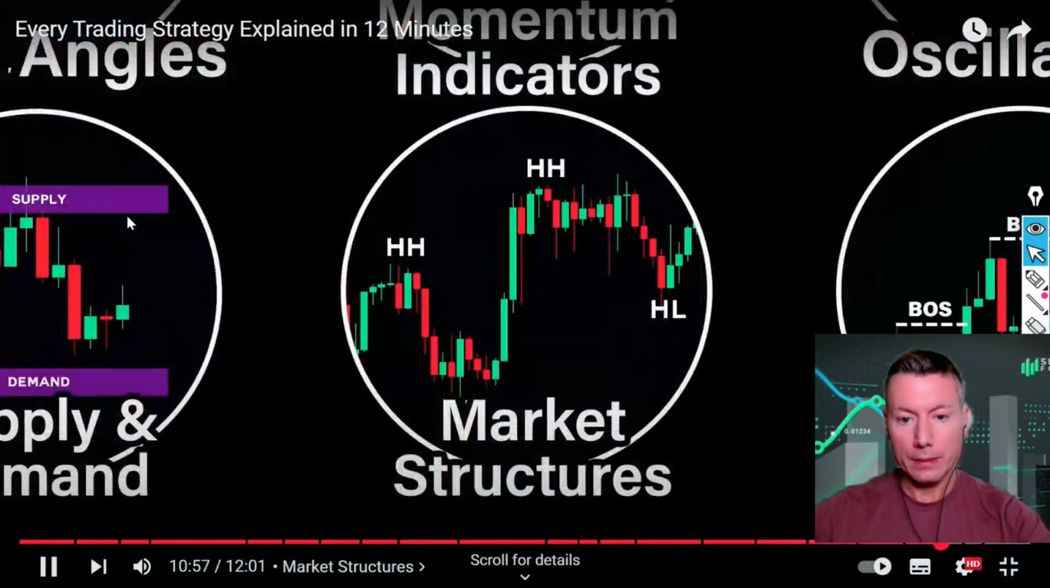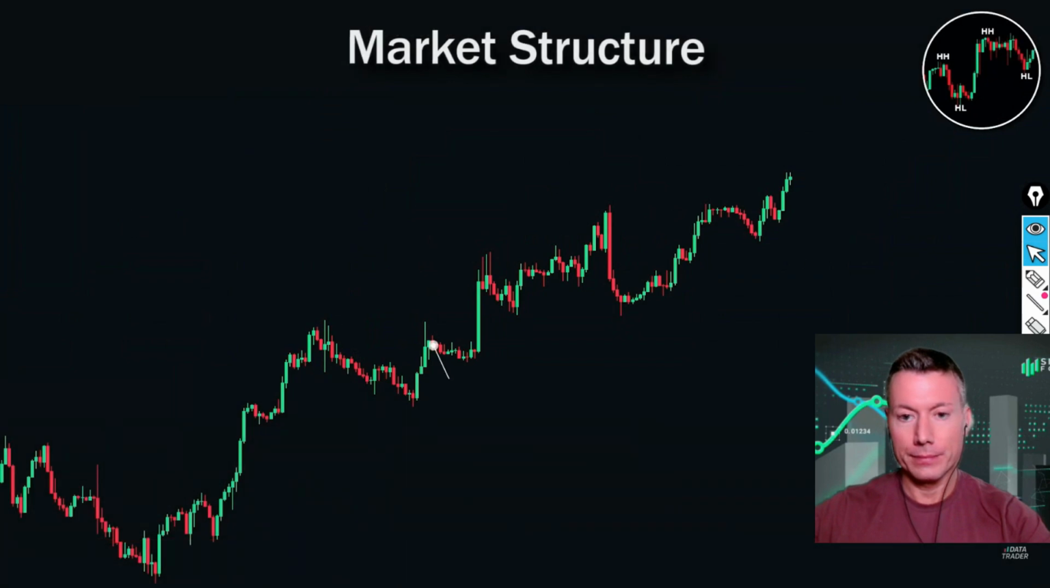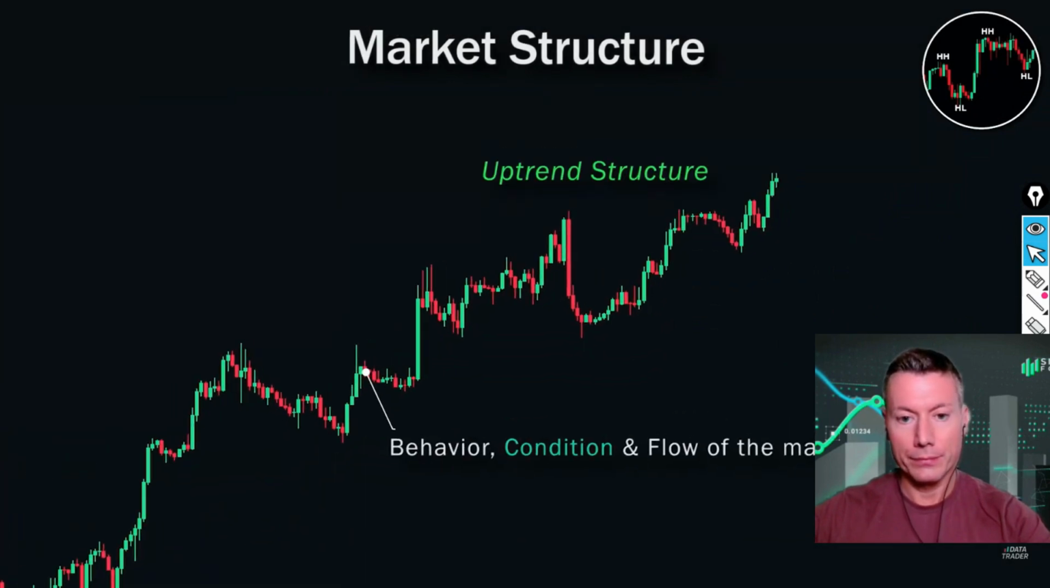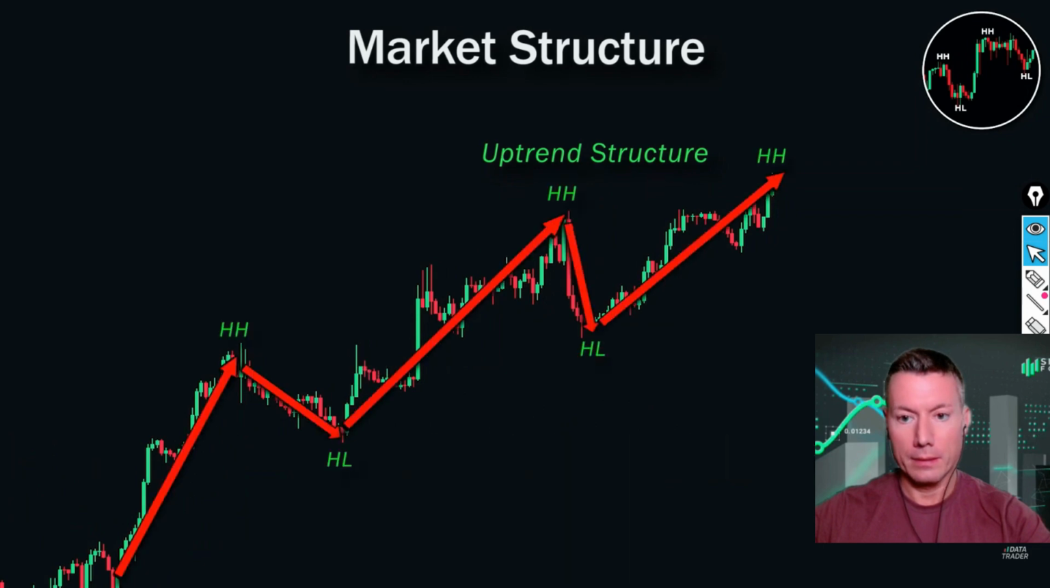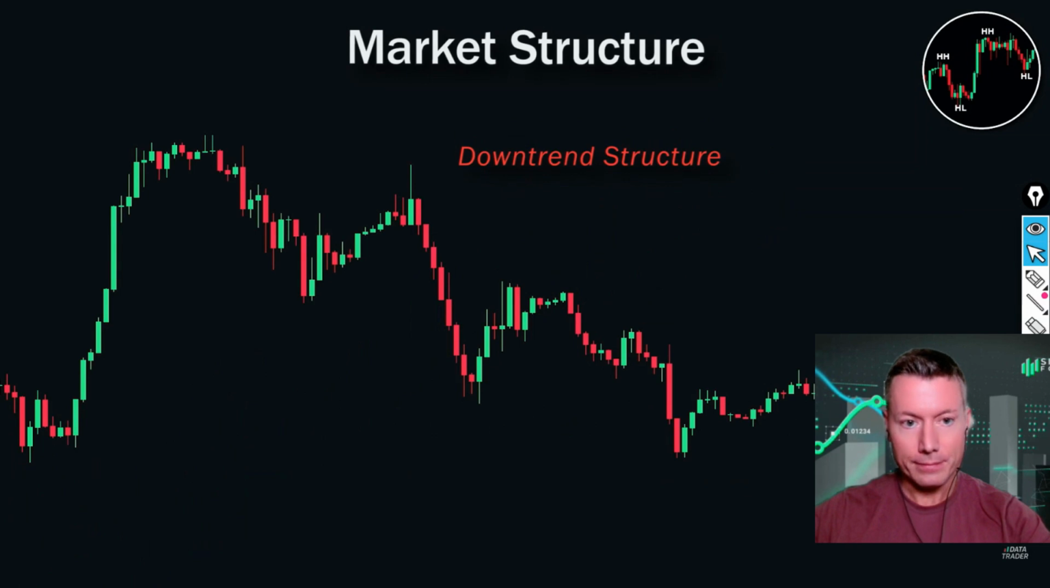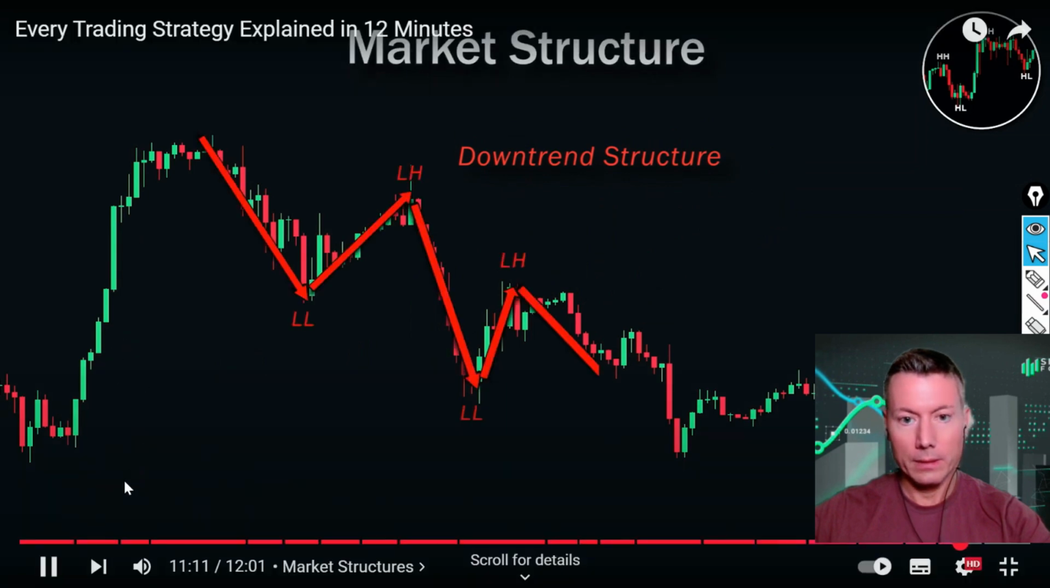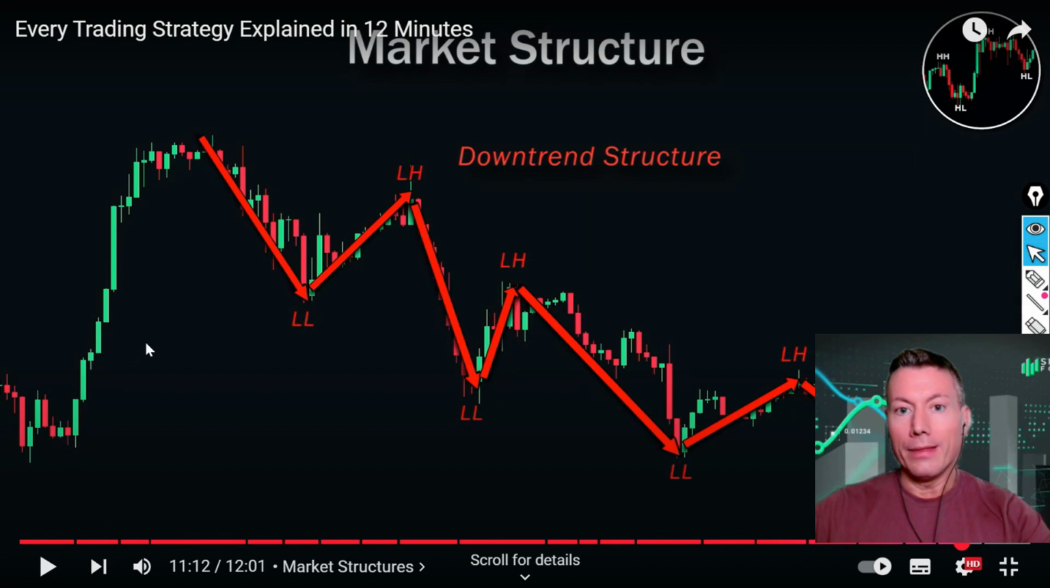Market structure. Market structure is when a trader analyzes the behavior, condition, and flow of the market. An uptrend structure is characterized by price forming higher highs and higher lows, while a downtrend structure is characterized by price forming lower highs and lower lows. This is what you need to know. It's taken him 3 hours to get to this, but this is what you must understand, guys.